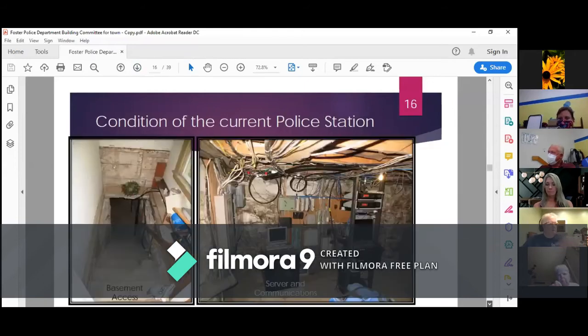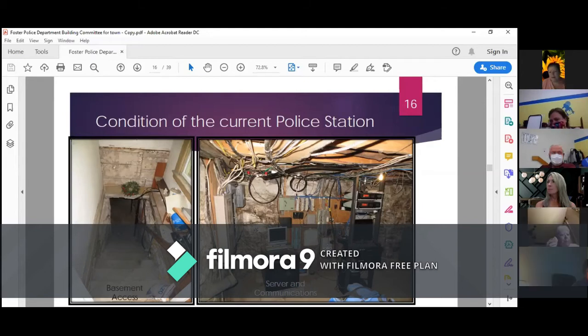There's your entrance down into the basement, which is saying, well, who cares about the basement? Well, guess what? That's the brains of the operation. There's your server and all your communication is down in that basement that was built back in the late 1800s. So there's really not a whole lot of security. If there's floods or anything like that, you're kind of doomed.